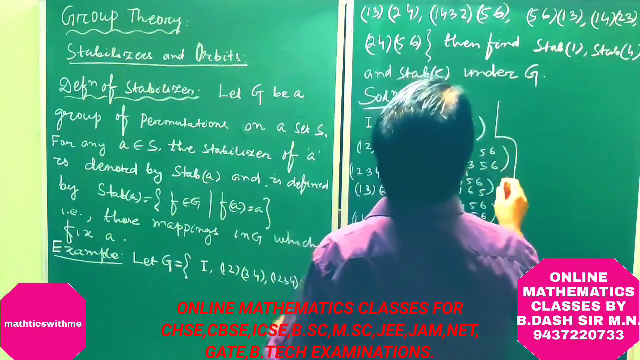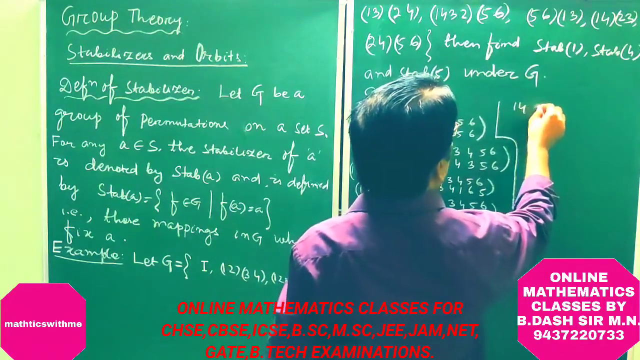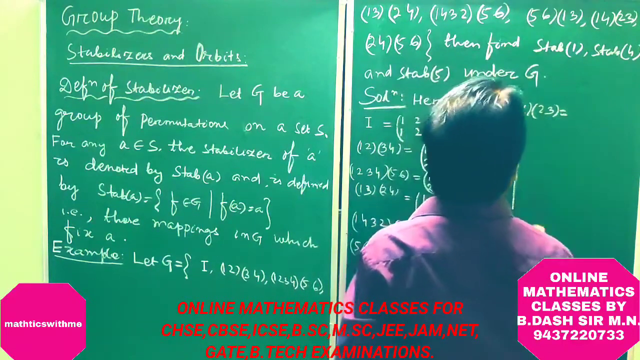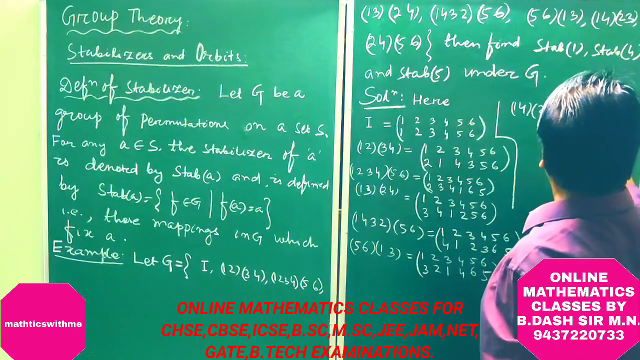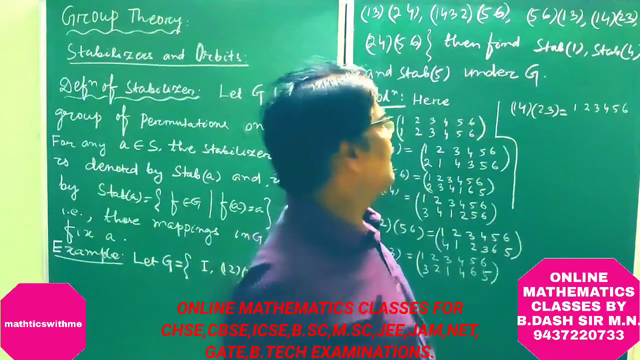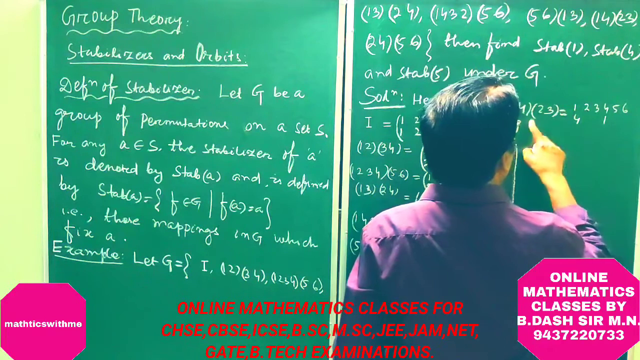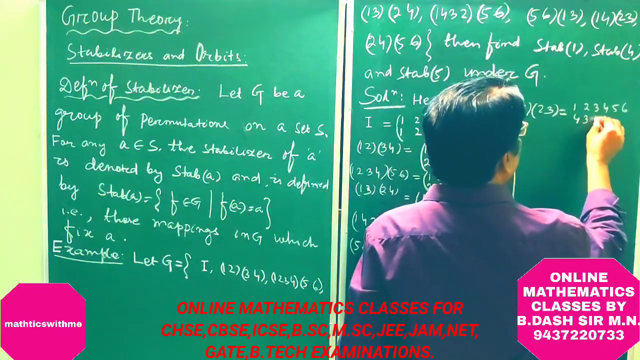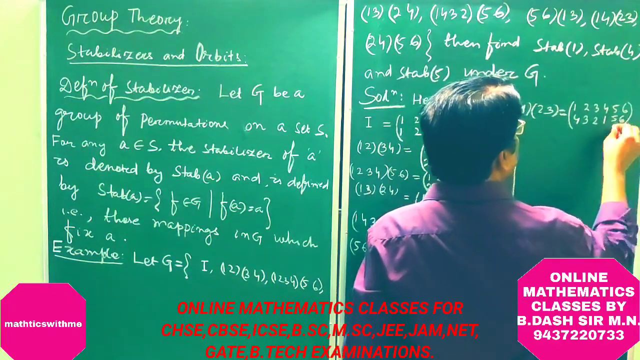Next, (1 4)(2 3) is equal to 1, 2, 3, 4, 5, 6. Now 1 related to 4, 4 related to 1. 2 related to 3, 3 related to 2. 5 related to 5, 6 related to 6.